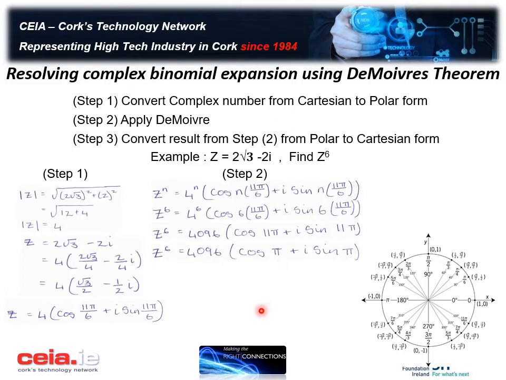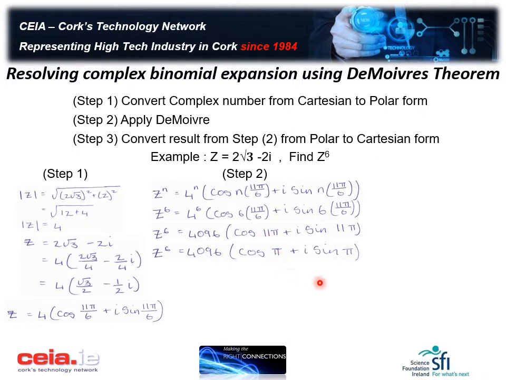Okay, so taking 10 pi out from 11 pi, we're left with just pi. So our answer from step 2 is 4096 open brackets cosine pi plus i sine pi. Now, what we just talked about there, stripping out full revolutions, is something that we'll also be looking at in the next session, so worth remembering.